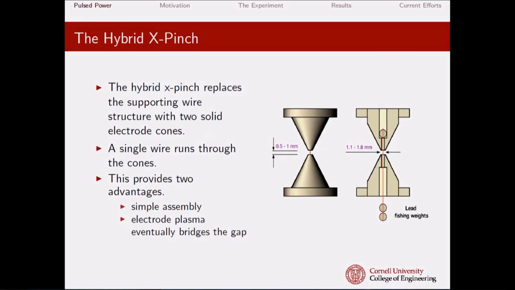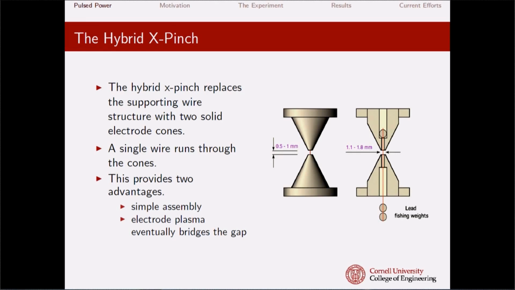So the final advancement on this is something called a hybrid X-pinch. What we do is we replace the supporting structure of the X-pinch with these solid tungsten cones. So they look about the same, but we have a single fine wire that runs in between this gap. The advantages here are twofold. First, it's very easy for a grad student to build these things because you only have one wire to deal with. And second, we can control the size of that gap.